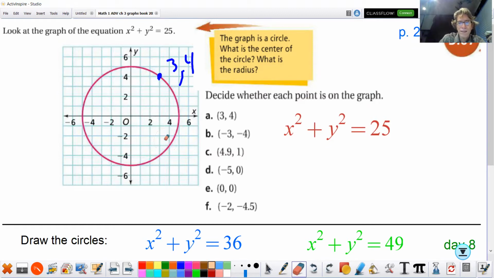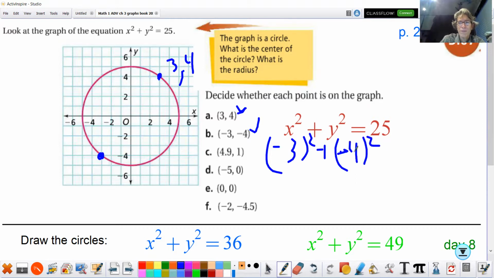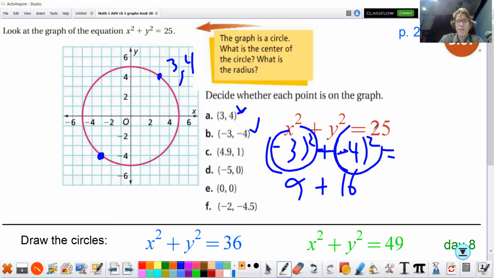I can't write on the screen too well. But what about these other ones? This guy works, -3, 4, and -3, -4 is over here. That one works also, because when you square a negative, you can still get 9 and 16, because even negatives, when you square them, turn positive. But what about these other ones?